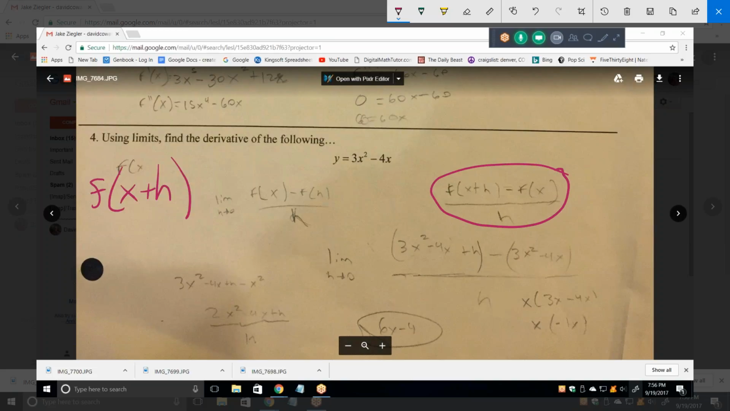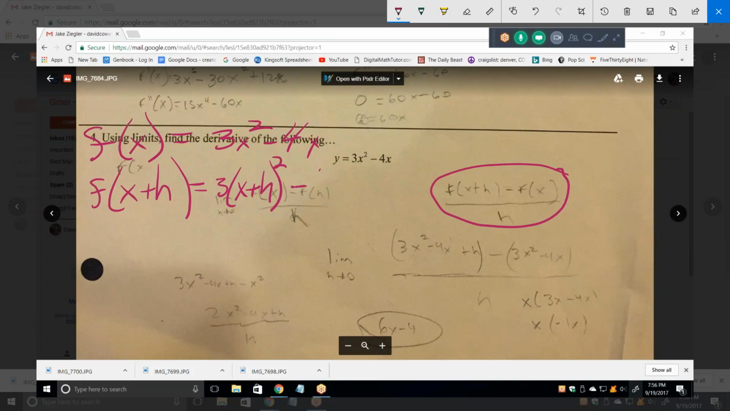Wait, would I just put in 3x plus h squared? Always begin these problems like this. What's f of x equal to? 3x squared minus 4x. What's f of x plus h equal to? 3 times x plus h squared minus 4 times x plus h.